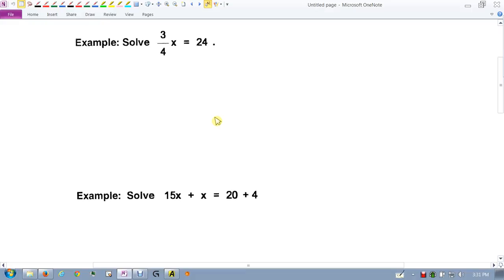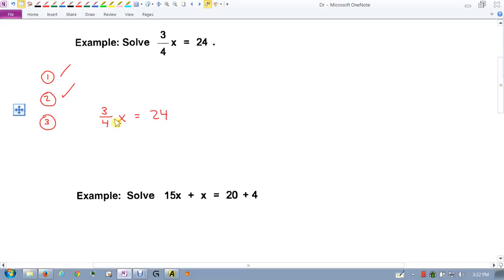Okay, so how about our step 1? It's done, right? No parentheses, no fractions, no decimals. Step 2, isolating the variable, is done. It's already isolated. 3/4 x is by itself. Removing the coefficient, 3/4 x equals 24. The operation between the 3/4 and the x is multiplication. So usually we would undo it with division, right? But since it's a fraction, it's easier to multiply by the reciprocal.